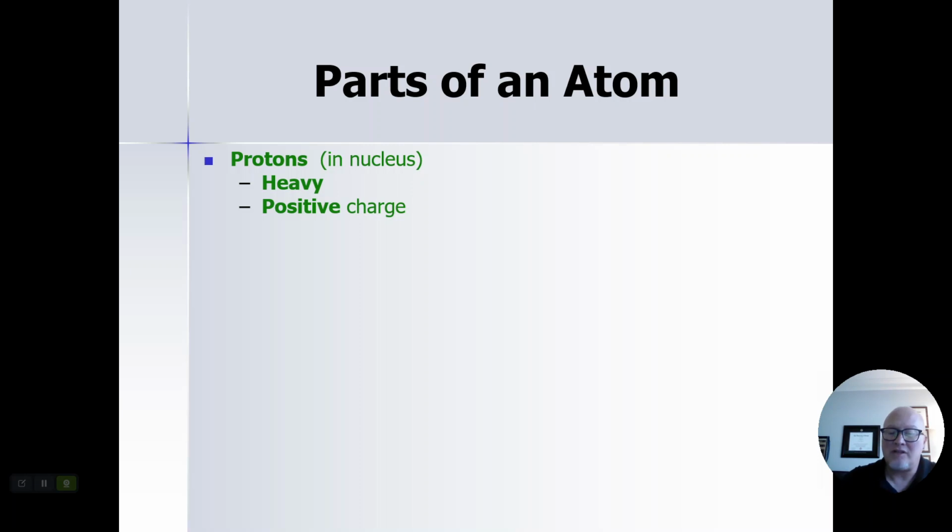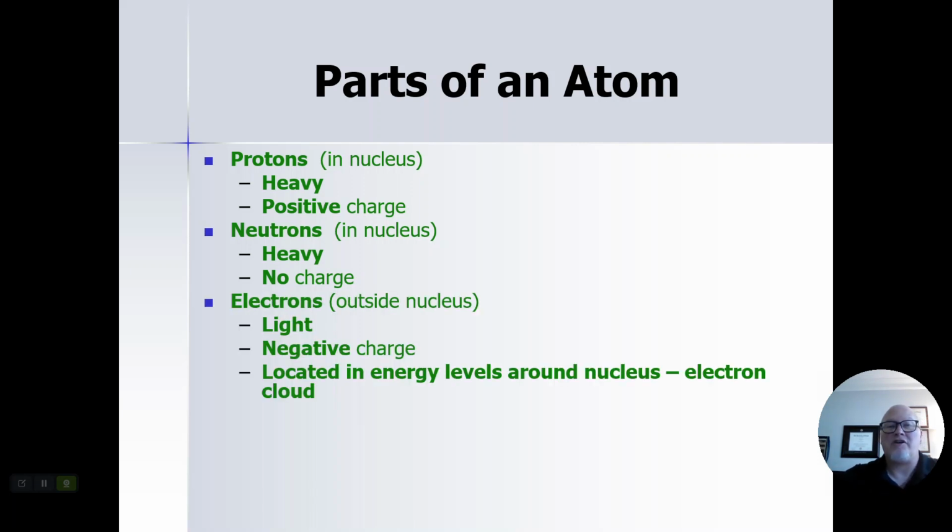Atoms are made up of protons, neutrons, and electrons. Protons are in the nucleus. They are relatively heavy compared to the electrons particularly, and they have a positive charge. So protons have a positive charge. Neutrons have about the same mass as a proton, but they have no electrical charge whatsoever. So neutrons have no electrical charge. But protons and neutrons are found inside the nucleus.